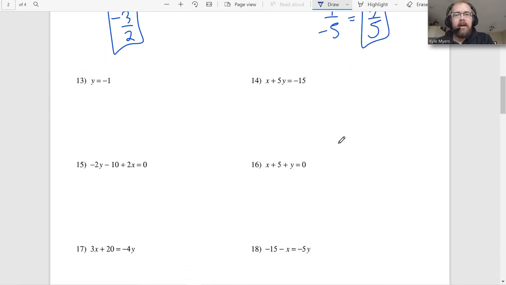Let's skip 13 for right now, because number 14 is also in that form. Negative a over b. Done. Okay, now let's go back to 13.